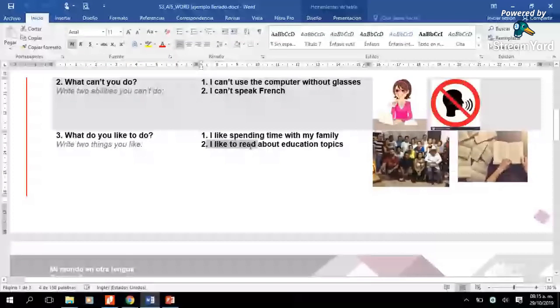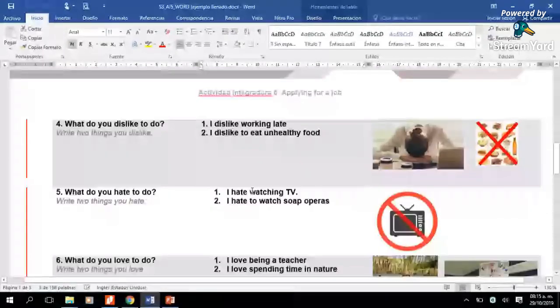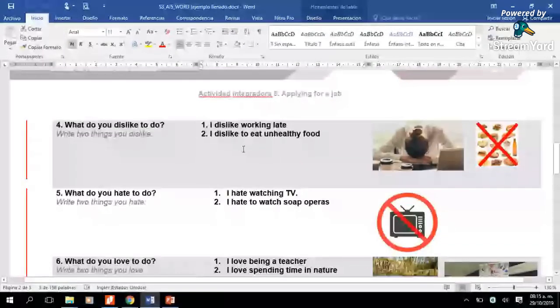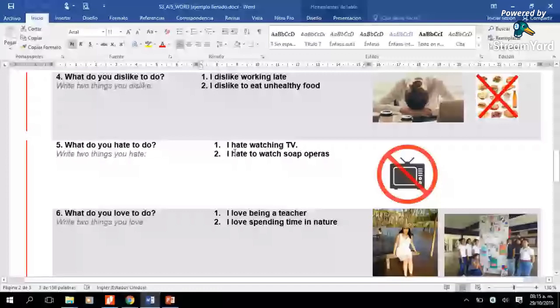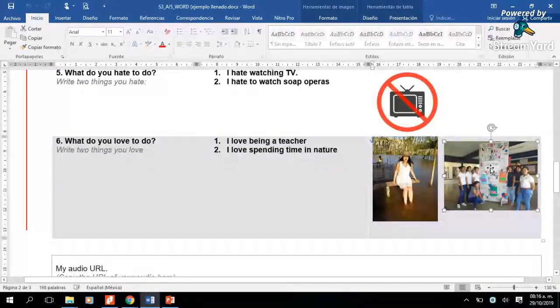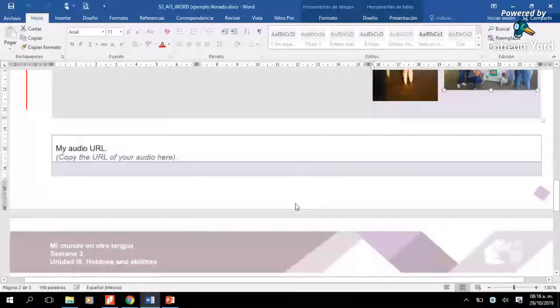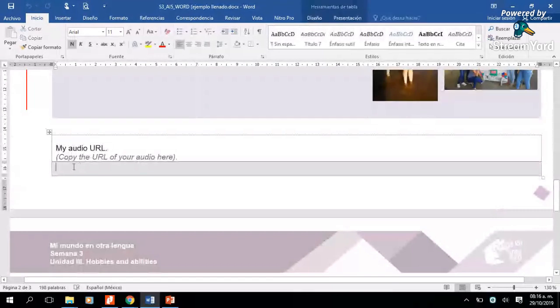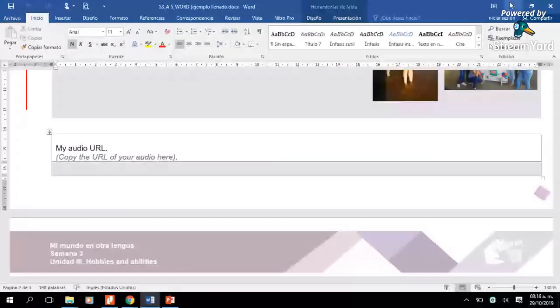About my dislikes, I dislike working late. I dislike to eat unhealthy food. I hate watching TV. I hate to watch soap operas. I love being a teacher. I love spending time in nature. And this is me in nature. And these are my students because I love to be a teacher. And you have to copy the URL of your audio here, as I just told you before.